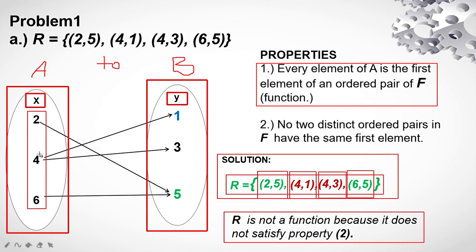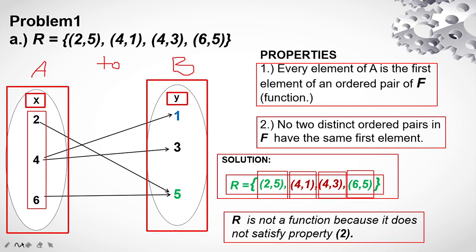2, 4, 6. Makita natin, 2, 4, nandito pa rin si 4, 4 pa rin dito, and 6. And nasatisfy natin si 1 kasi nga lahat ng element ni A andito sa unahan ng lahat ng ordered pairs natin. Now, for property number 2, ito yung hindi na-satisfy kaya hindi siya function. So, no two distinct ordered pairs in f or function have the same first element.